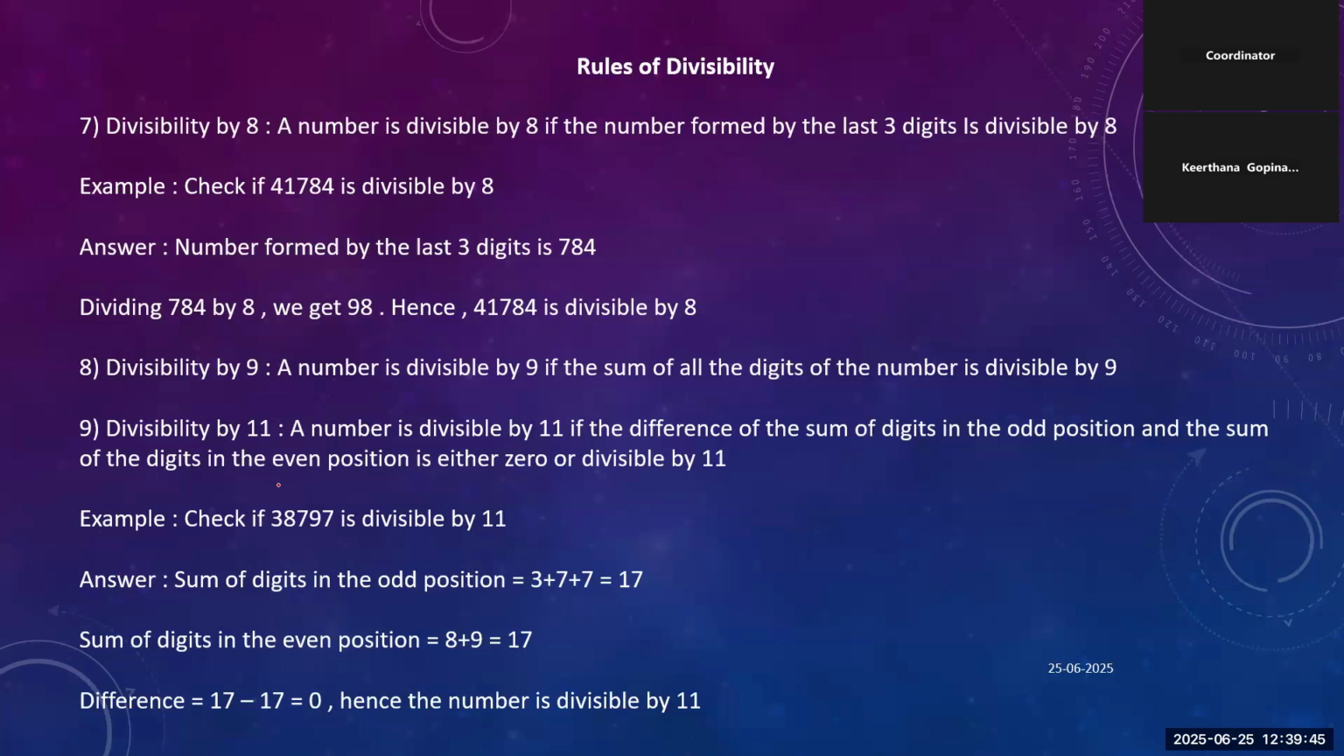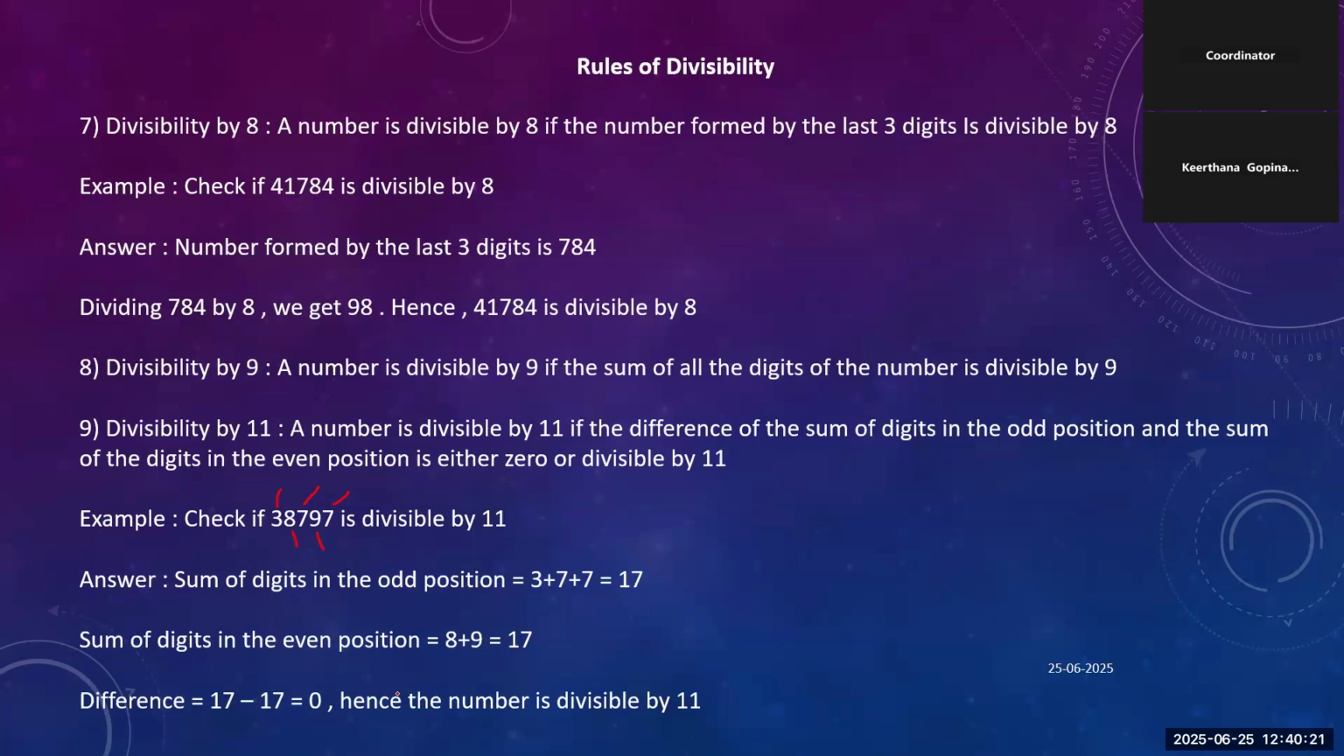See this problem: is 38797 divisible by 11? That's the question. Now what we do is take the sum of the digits in the odd positions. What are the digits in the odd positions? 3, 7, 9... wait, 3, 7, 7. 3 plus 7 is 10, 10 plus 7 is 17. The even digits are 8 and 9. 9 plus 8 is 17, correct? 17 minus 17 is 0, hence the number is divisible by 11.